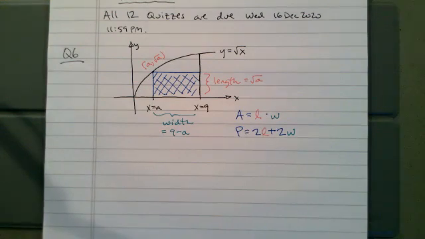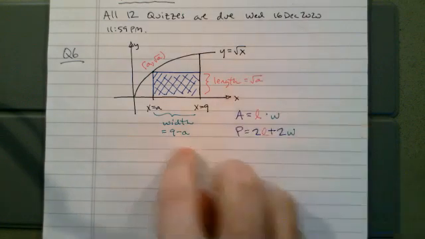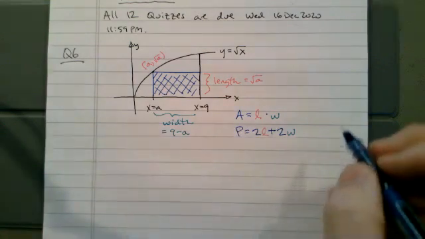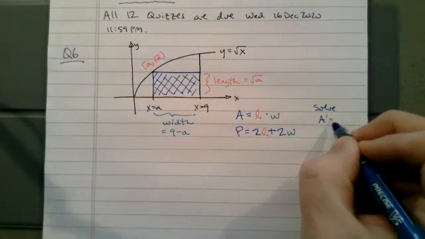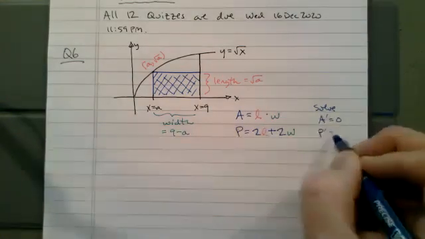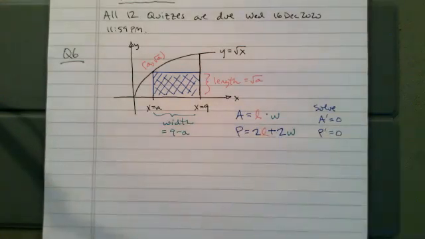If we just fill in our expressions for the length and the width in terms of A, we can get functions that we can plug in a value of A, or we can differentiate and set equal to 0. So in both cases, we'll plug in these expressions for A and then solve A prime equals 0 and P prime equals 0 to find maximum and minimum values.